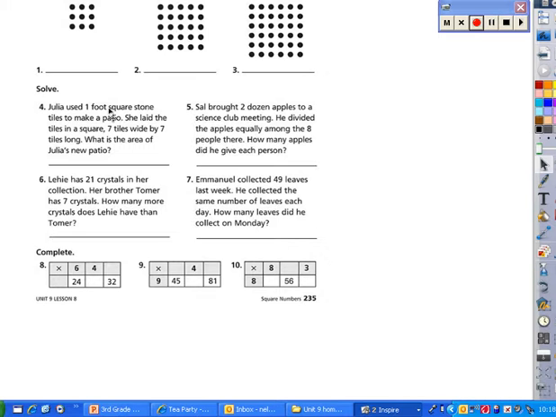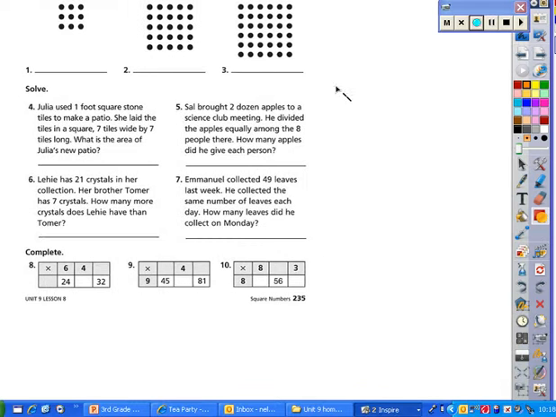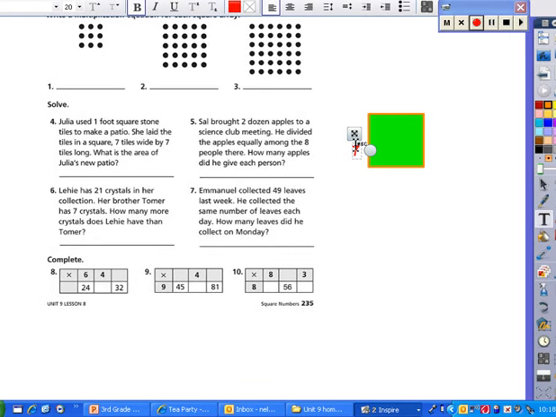So Julie used 1-foot square stone tiles to make a patio. She laid the tiles in a square 7 tiles wide by 7 tiles long. What is the area of Julie's new patio? Now, remember, if you draw your square, and this is 7 by 7, how are you going to figure out the area, the inside? I'm going to let you figure that one out.